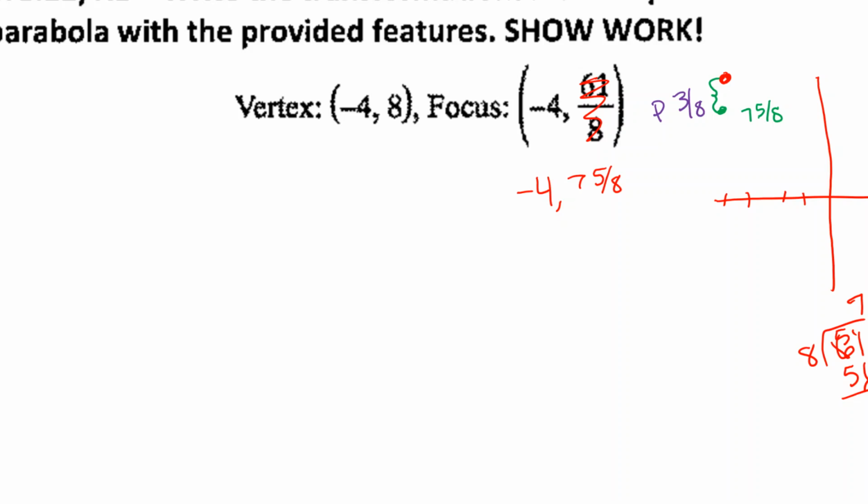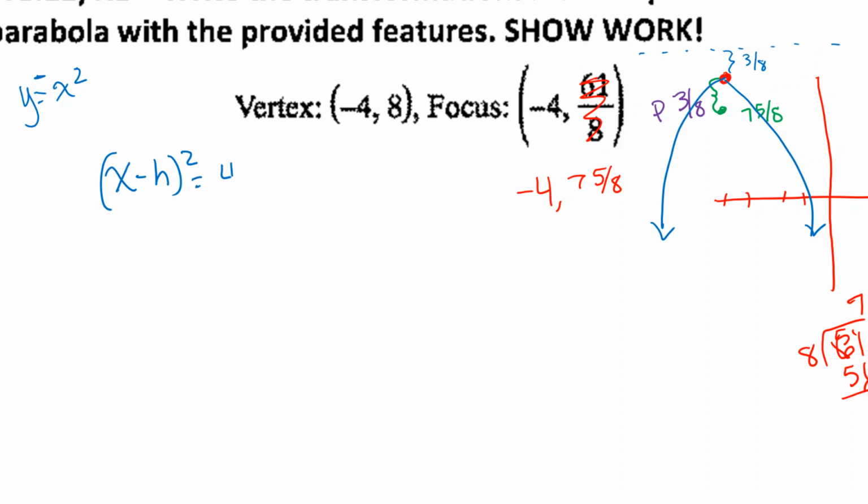Now, since this is my focus, I know that my parabola is going down because the focus is inside the parabola. I know that up here would be my directrix, also 3/8 away. And so that tells me that my parabola is facing down, and it's opening vertically, not horizontally. So that tells me that it's going to be in the form y equals x squared, but it would be a negative x. I think your teacher wanted it written in a different form, so we're going to write it as x minus h squared equals 4p times y minus k.